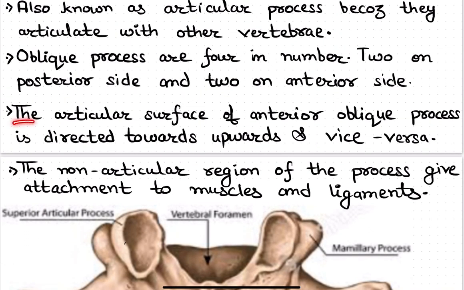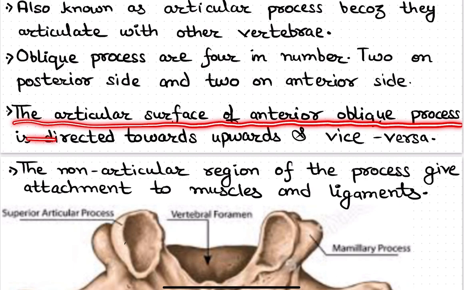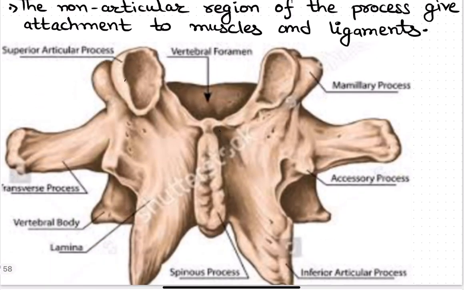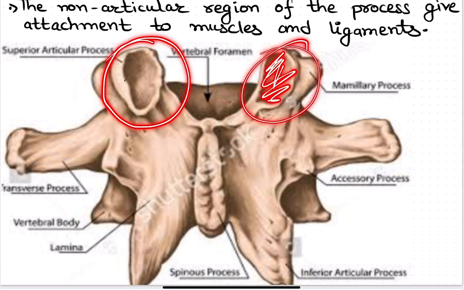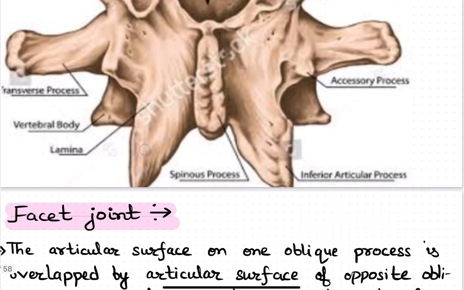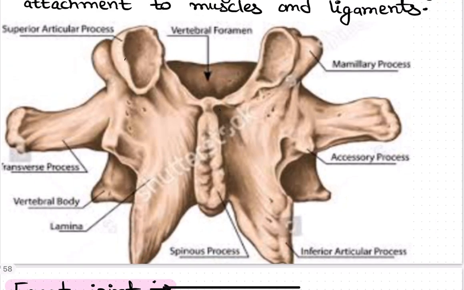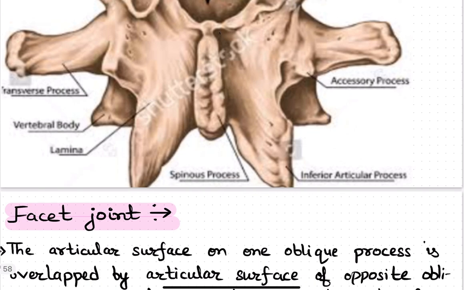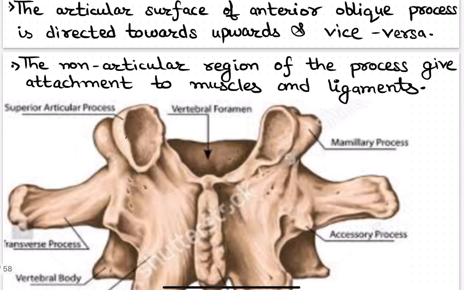Now the articular surface of anterior oblique process is directed upwards, and vice versa. This is the anterior articular process, this is its articular surface, and it is towards the up. The articular surface of this posterior articular process is downwards. So the articulating surface of the anterior oblique process is upwards, and the articular surface of posterior oblique process is downwards.